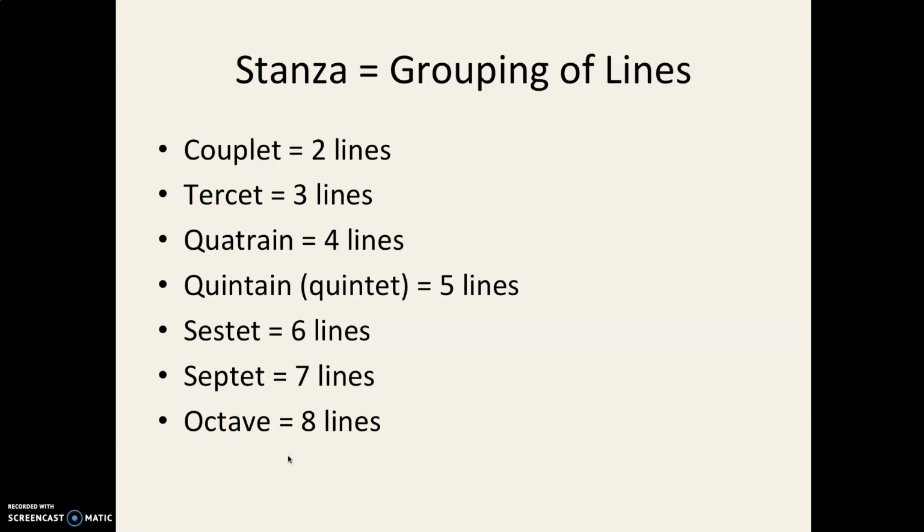A two-line grouping is a couplet, a three-line grouping is a tercet, a four-line grouping a quatrain, a five-line group is a quintain or a quintet, a six-line grouping is a sestet, an eight-line group is an octave. And so it's just knowing the terminology we use to speak of these different groups of lines.